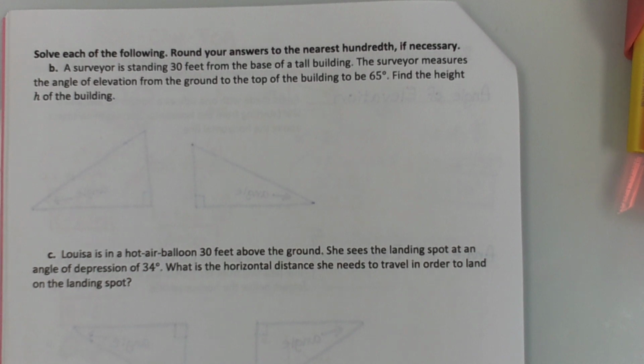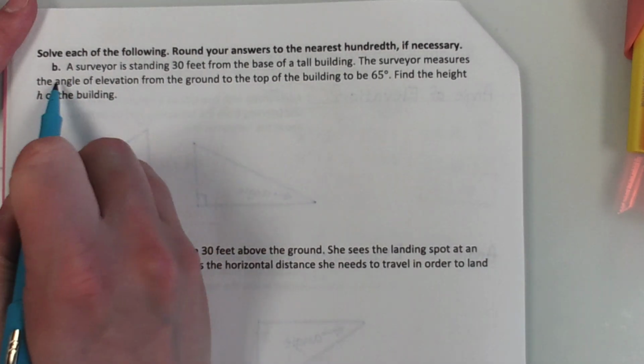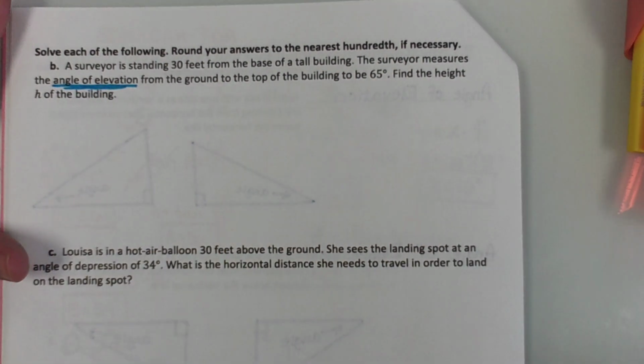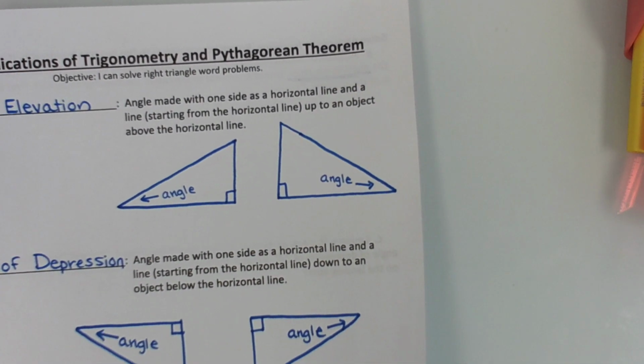Okay, next problem. A surveyor is standing 30 feet from the base of a tall building. The surveyor measures an angle of elevation from the ground to the top of the building to be 65 degrees. Find the height of the building. And they tell you to use H for that, by the way. Do you notice it's got the keywords angle of elevation? When it's got the keywords of angle of elevation, you are going to draw an angle of elevation triangle. In other words, a triangle that looks like one of those 2.